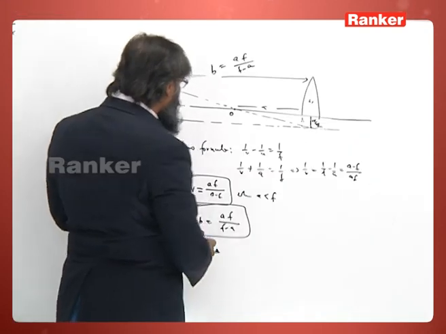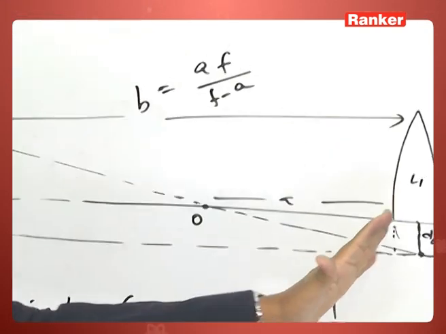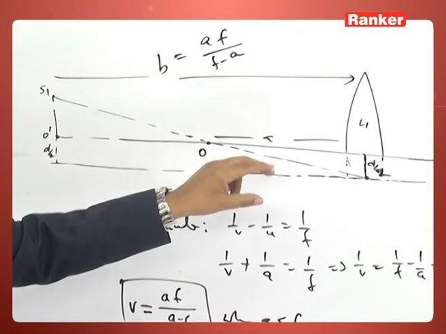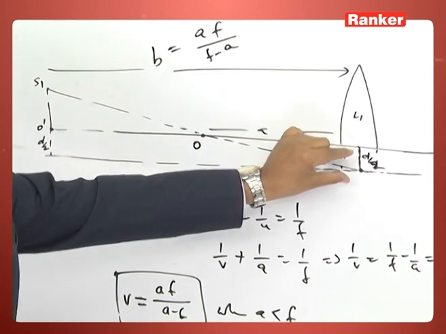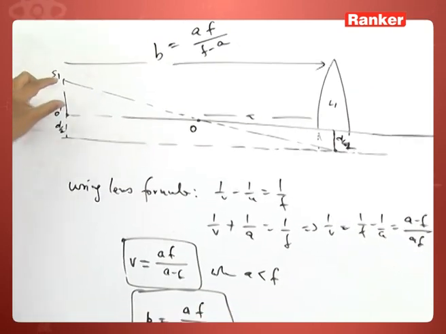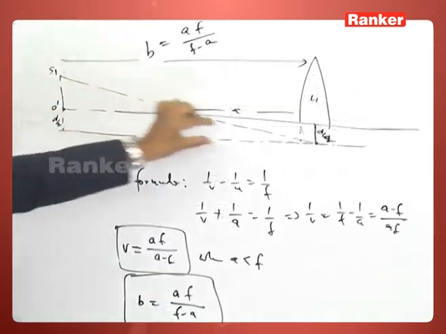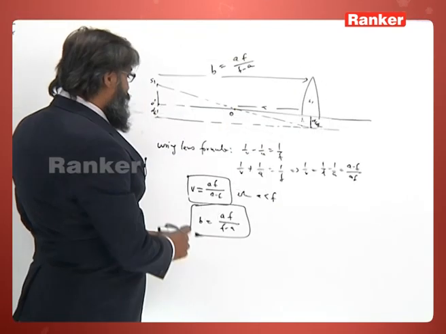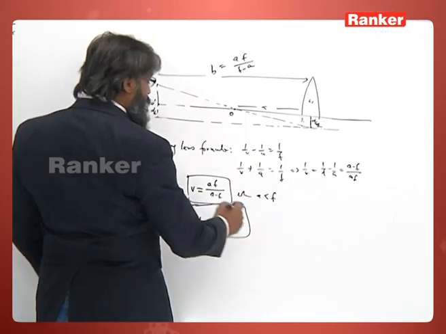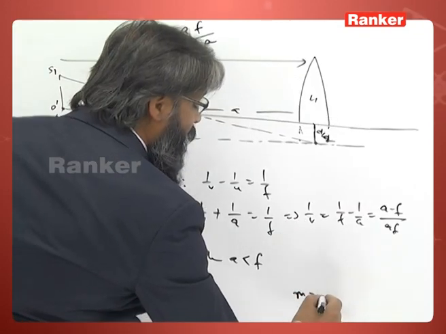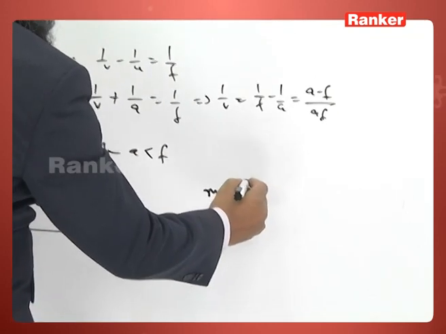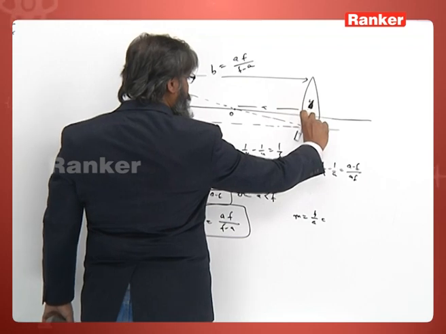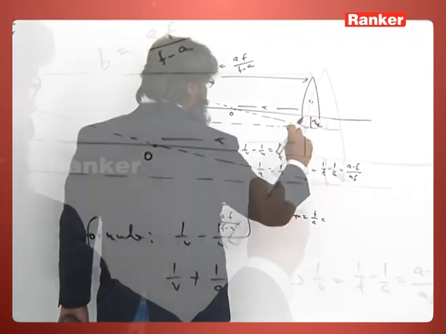Now, once I have this V, by simple geometrical optics we can calculate the magnification also. This is D by 2. So what is this distance? Simply by B by A, or you can calculate it by similarity of triangles also. Suppose I use magnification equal to B by A, that is V by U, equal to H2, this by this.